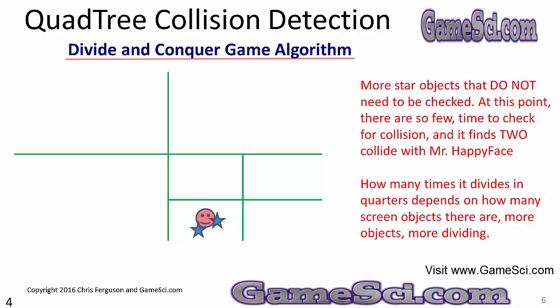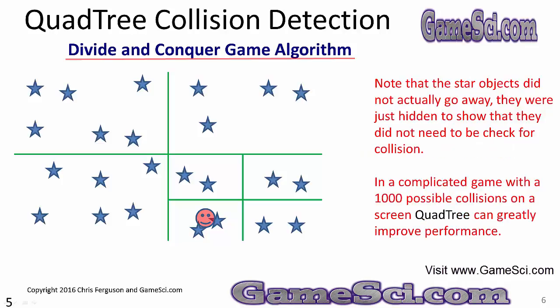Now, how many times it divides in quarters depends on how many screen objects there are. The more objects you have, the more dividing you do. If I was trying to check 1,000 different objects, I'd have to subquadrant many different times. I'd recursively call myself more. The total number of objects you want to see if you collide with determines how many times you recursively call the quad tree algorithm.